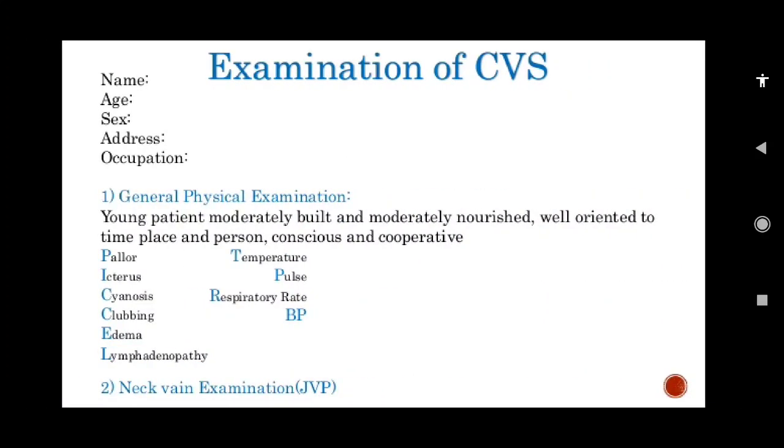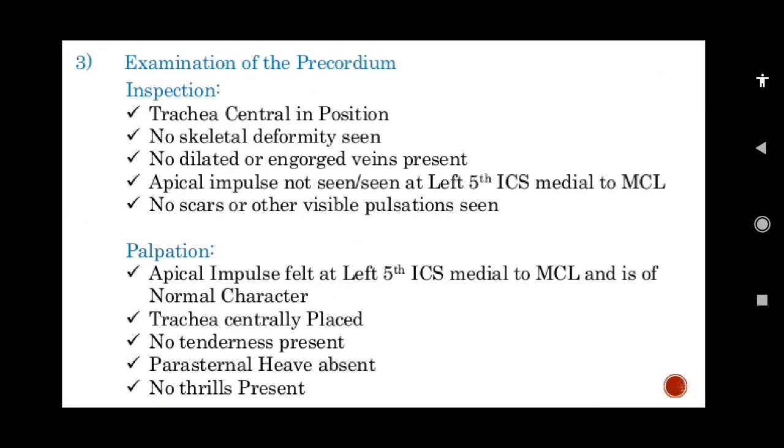So that's all, the complete examination of the cardiovascular system. In representing the examination, you have to write like this. Start with the name, age, sex, and all those, and after that history taking should also be present, and then general physical examination. Here you should write young or old patient, who is moderately built and moderately nourished, well oriented to time, place, and person, conscious and cooperative.